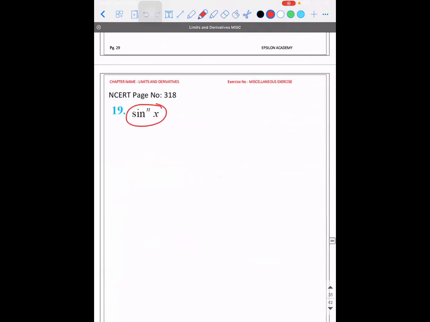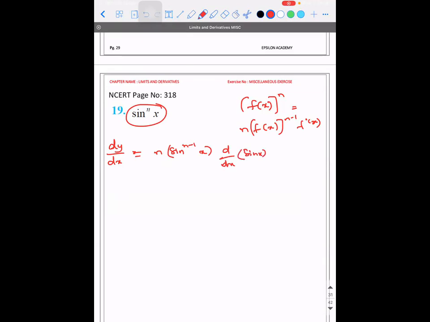So derivative of sine power nx. So it is of the form f of x power n. N into f of x power n minus 1 into f dash of x. So what is dy by dx, guys? N into sine power n minus 1 into d by dx of sine x. So n into sine power n minus 1 into x into cos x.